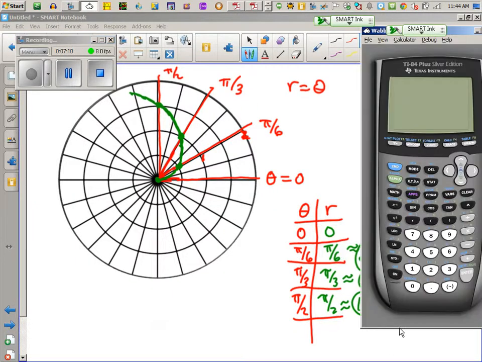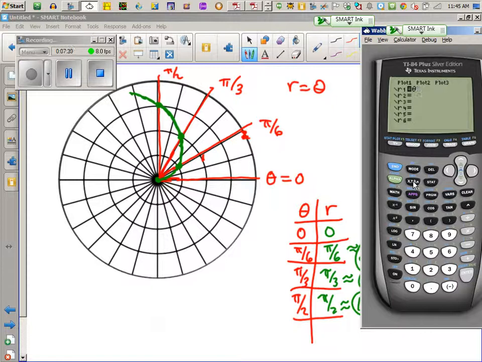Get your calculator out. Make sure you put it in polar mode, if it isn't already. Make sure it's in radians for some of our later problems. And go under r equals. Let's clear out this old function and put in just simply theta.